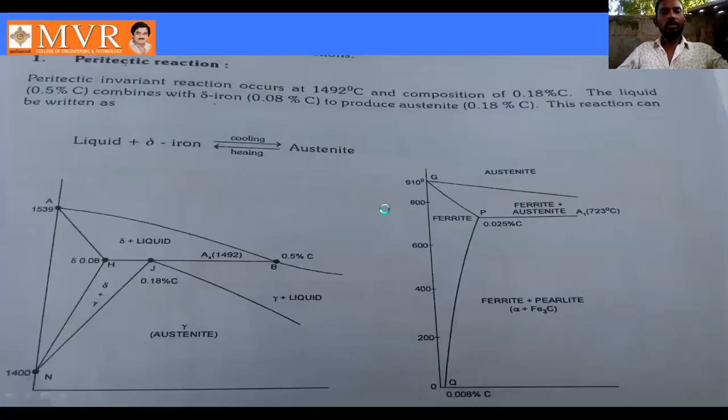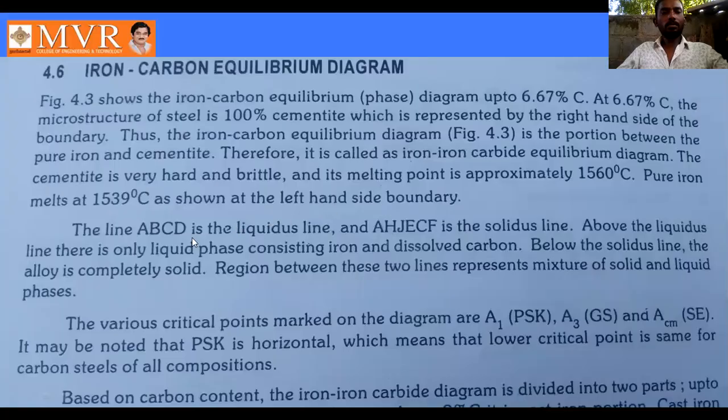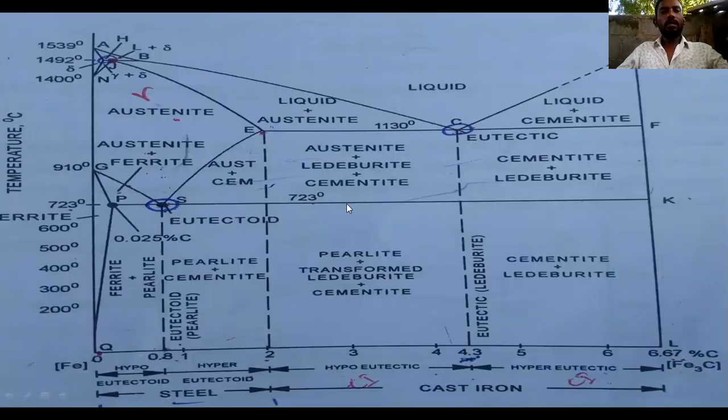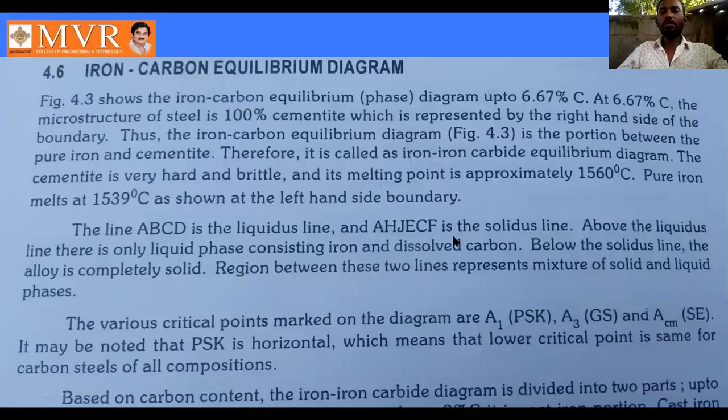Next one is we can see AHJECF is the solid line. AHJECF. We can see this side is F1. So this one is a completely solid one. ABCD is the liquid one. This is a completely liquid portion. AHJECF is nothing but the solidus line.